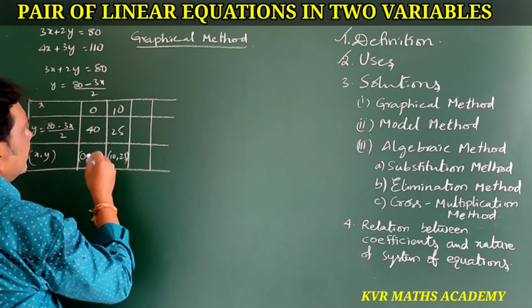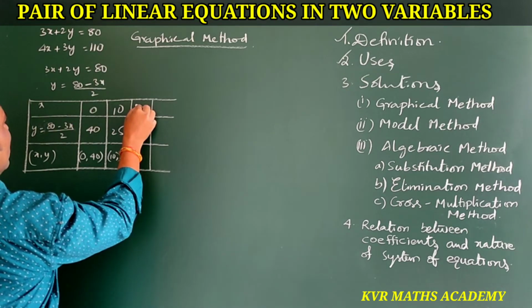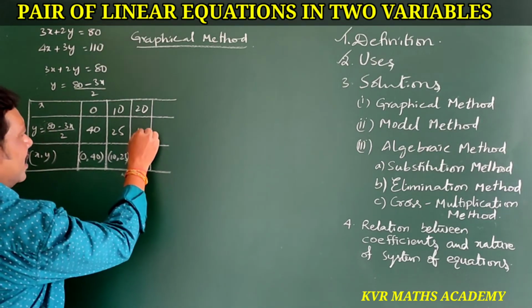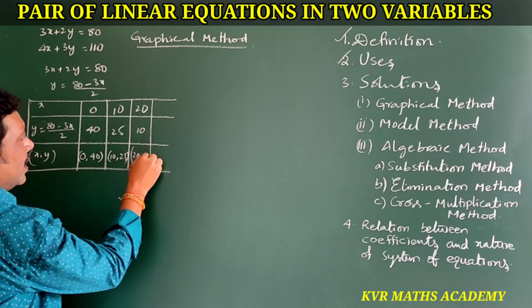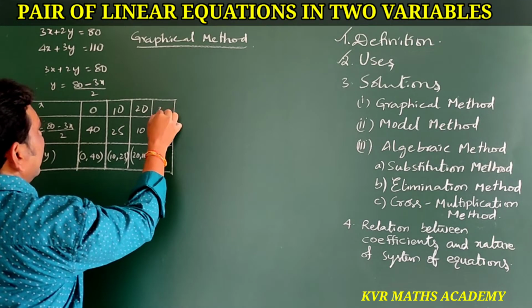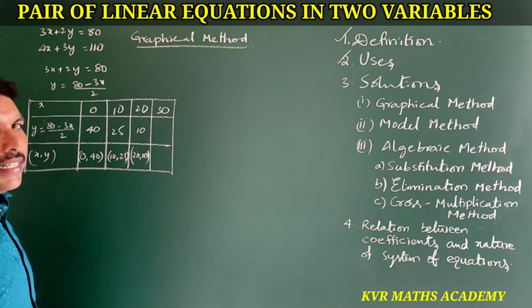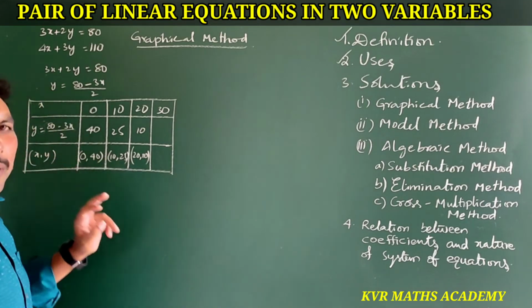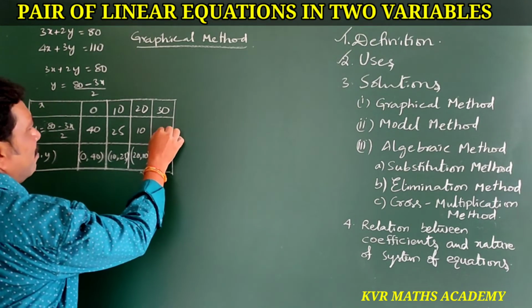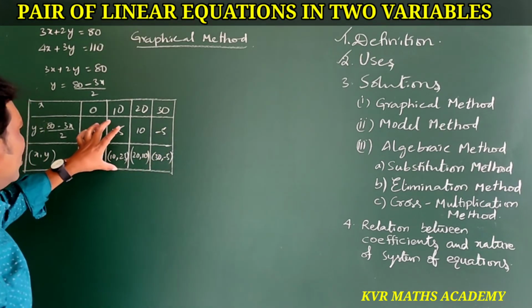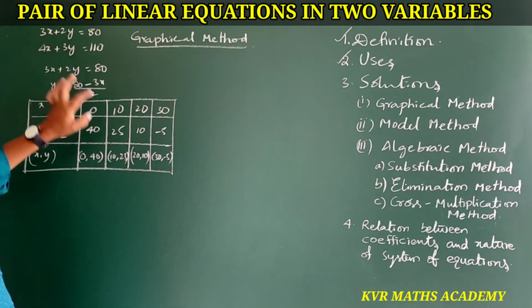Next, third one. Suppose 20, take. 3 20s are 60. 80 minus 60, 20. 20 by 2 is 10. So this point will be 20 comma 10. Next, another one I am taking is 30. 3 30s are 90. 80 minus 90 is minus 10. Minus 10 by 2, how much? Yes, minus 5. This is 30 comma minus 5. Right. So these are the points for the first equation.